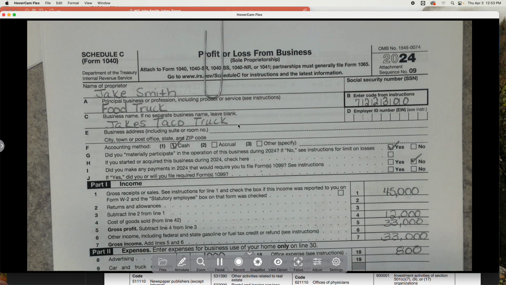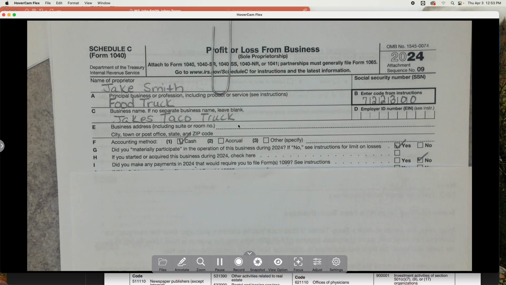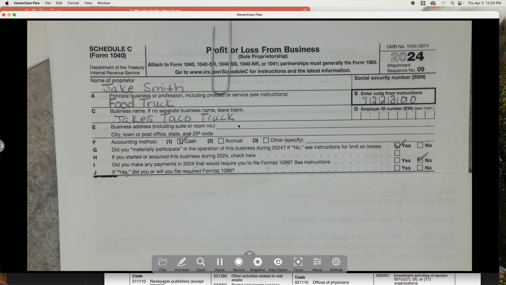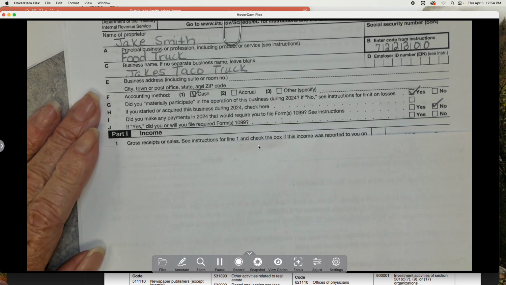Next thing we're going to do is we are going to go down here and pick our accounting method. Since this is something that we are not holding merchandise for, we are going to do that as a cash accounting method. Jake did materially participate in the operations of the business. So yes, he did not start it in 2024. Let's pretend he started it prior to that. Did you make any payments in the year that would require the Form 1099? No. Okay, so whatever year it is that you are doing, even if this is in the future.